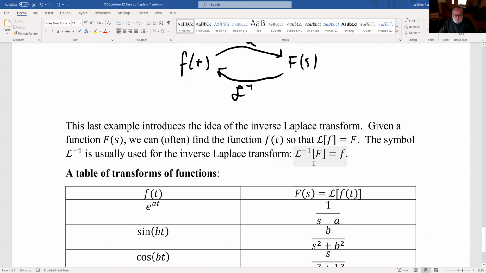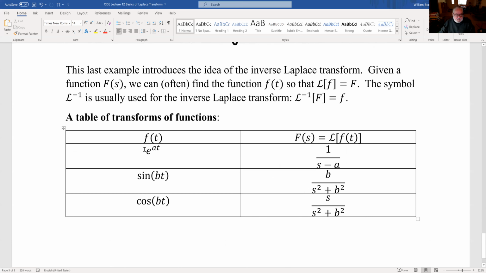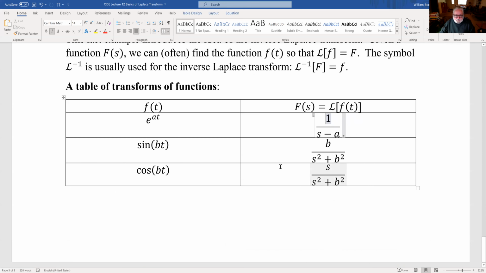So, inverse Laplace transform. So what we've seen here is e to the at has this as its Laplace transform, but that also means that the Laplace transform takes me this way. That's the Laplace transform. The inverse Laplace transform takes me that way. So the inverse Laplace transform of this is that, and there's sine bt, cosine bt.